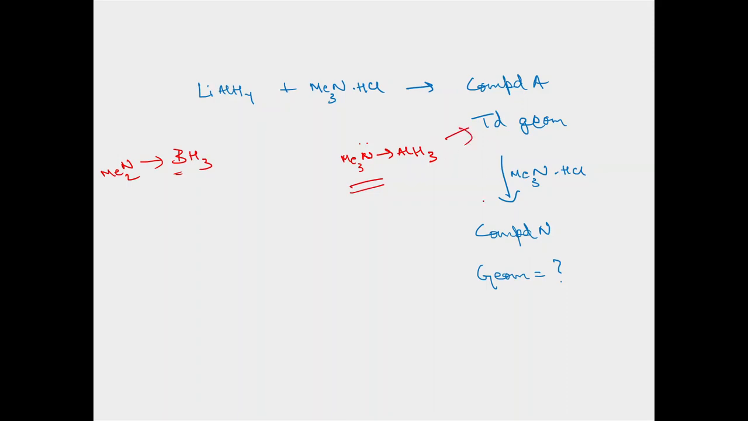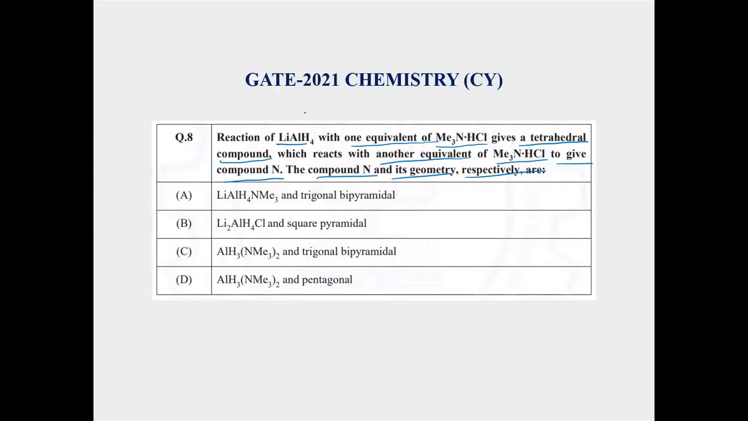Now what will happen if we add another equivalent of NMe3·HCl? NMe3. So here we can see what is forming. Okay, in the first step here, nothing is given.